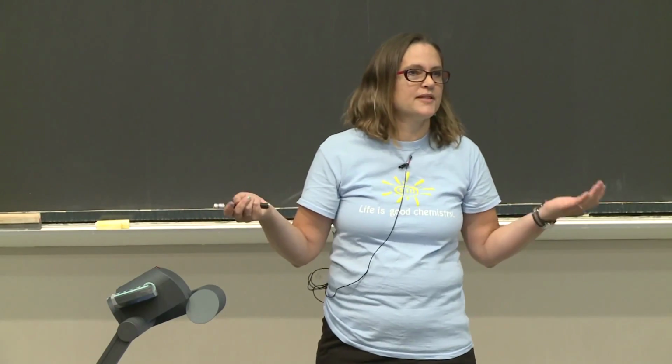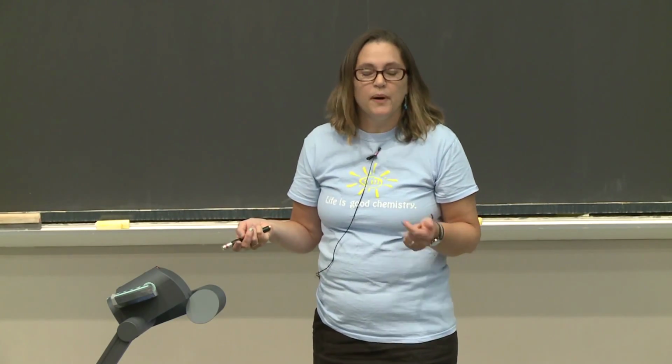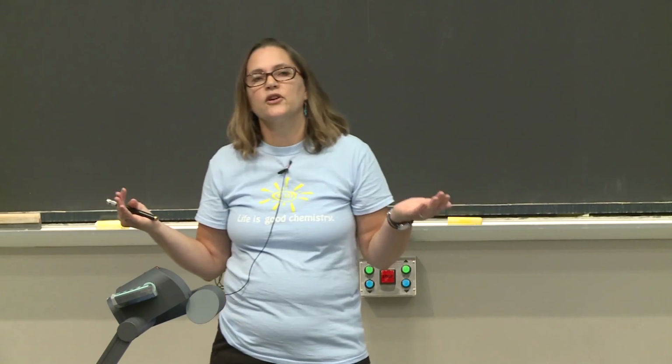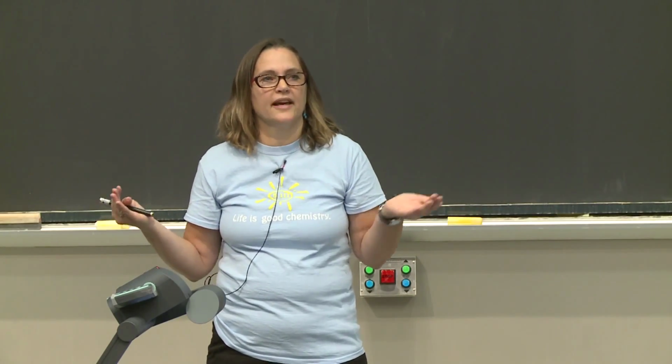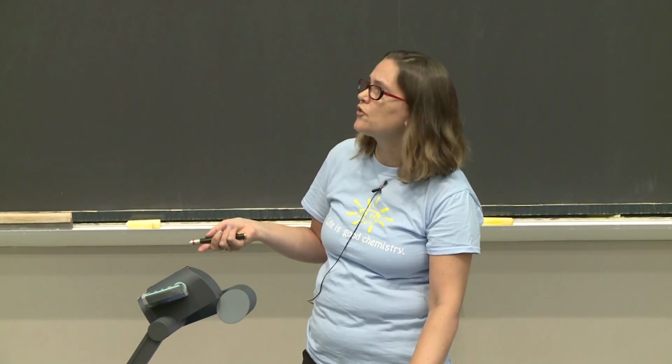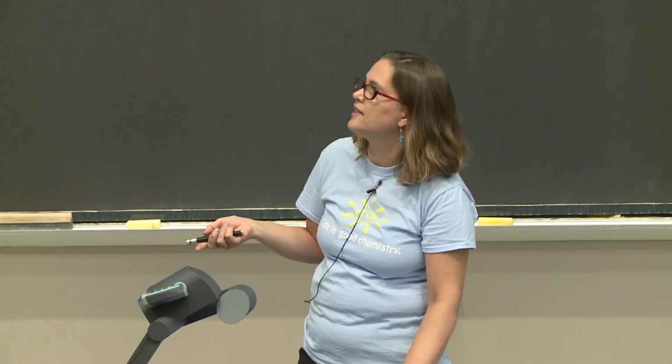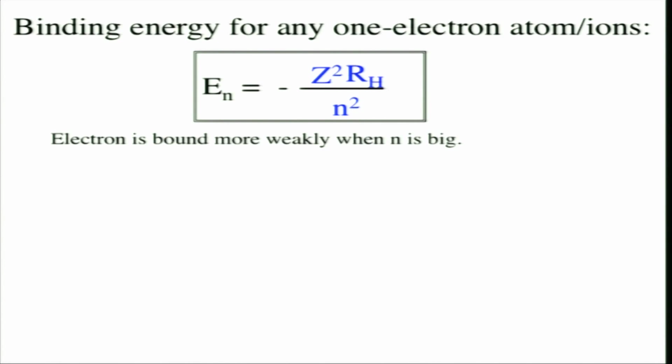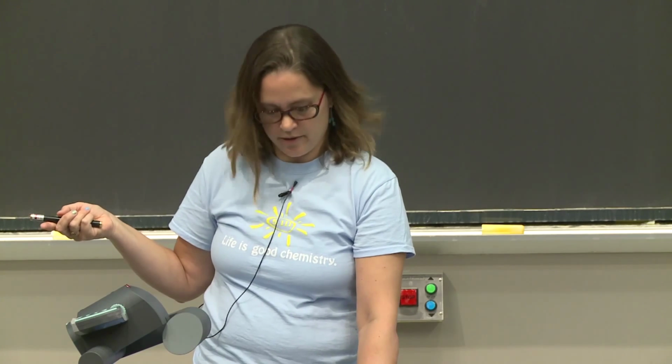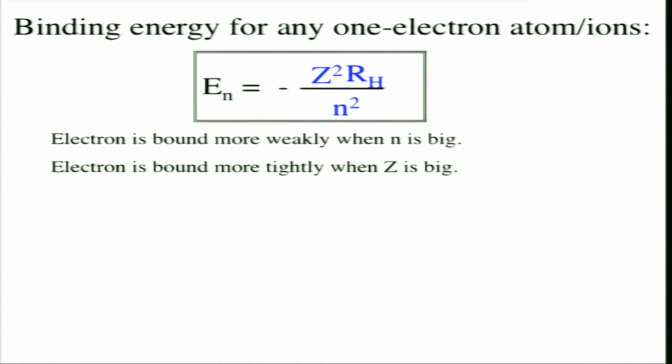So it wasn't around. We didn't need it before. But we can consider other ions that also have 1 electron. They will also work with this equation. So there's a couple of things that kind of fall out of this. One, that an electron is going to be bound more weakly when n is a big number here. And so that makes sense from what we were looking at before. And that an electron is also going to be bound more tightly when Z is big.